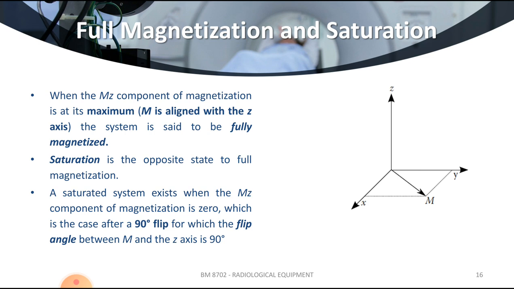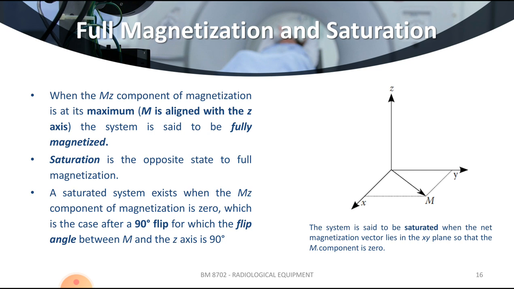So when it is fully magnetized, the MZ component will be maximum. When it is saturated, there will be no MZ component, that is MZ is 0. This is one thing we have to remember. So the system is said to be saturated when the net magnetization vector lies in the XY plane, so that the MZ component is 0.